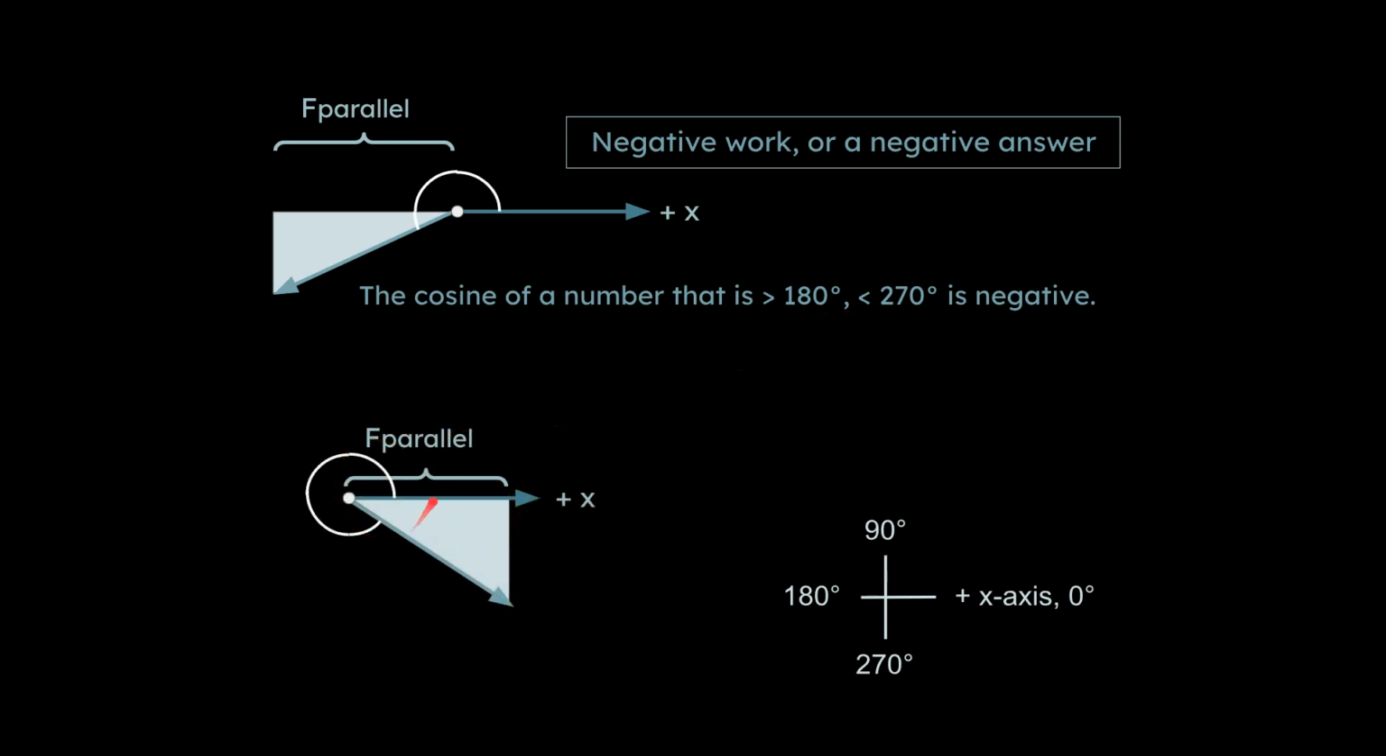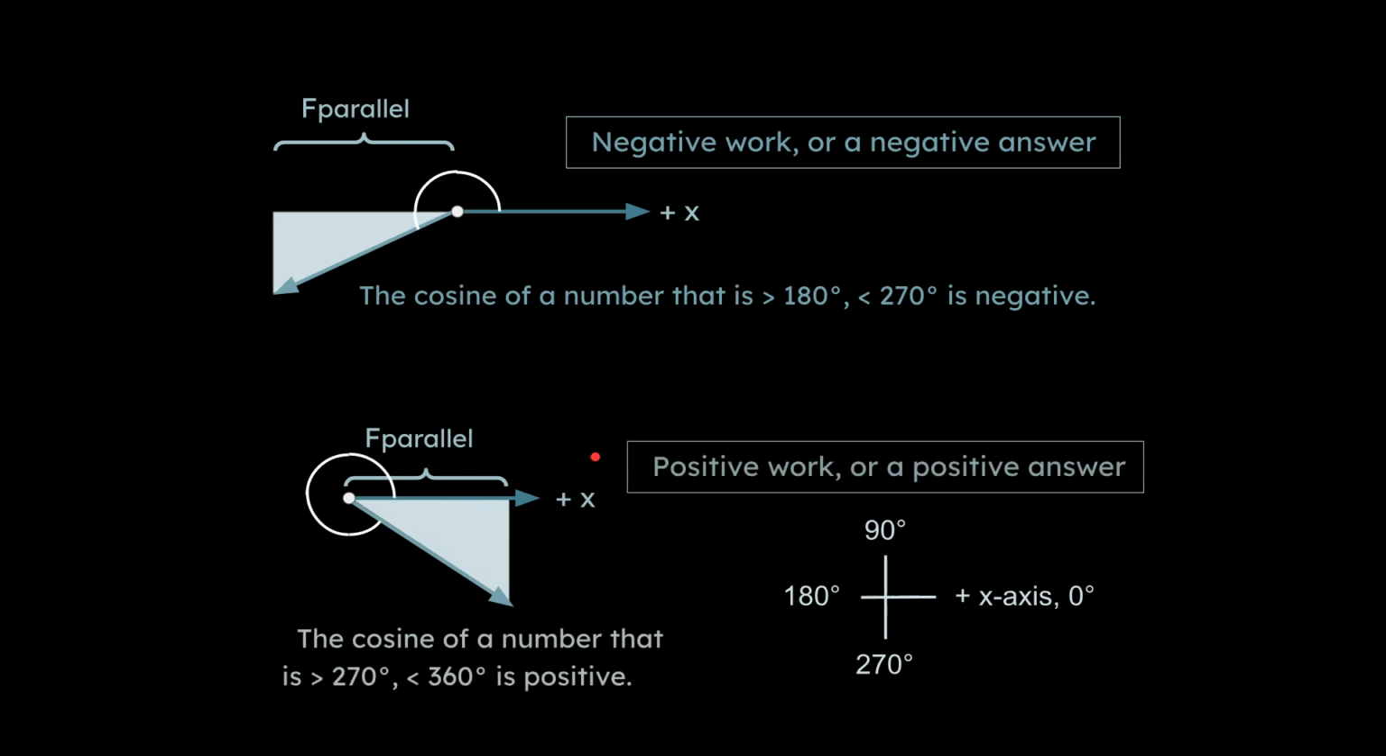The last one over here, if we end up in our fourth quadrant down here, we end up with positive work, or a positive answer, when the cosine of a number is greater than 270 but less than 360. So that's how to deal with dot products in a physics or an AP physics class.